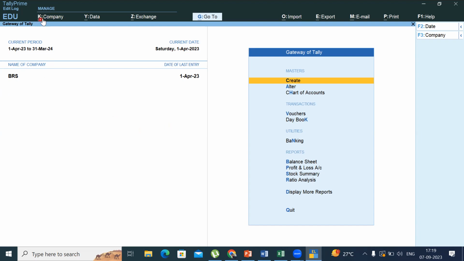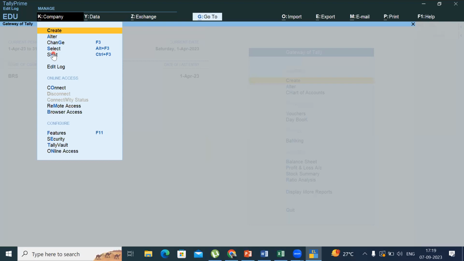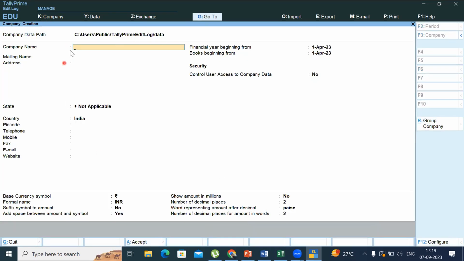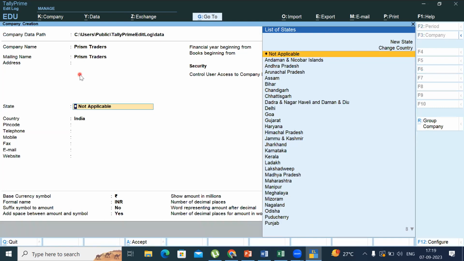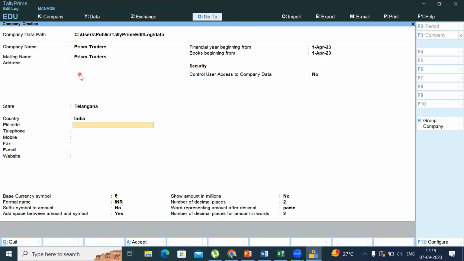In the menu, press Alt K or click on Company, then click on Create. Clicking Create opens a new company form. In this company form, we will fill in all our company details. Our company is, for example, Prism Traders. Our company name is Prism Traders, and then go to the mailing details. As usual, put in the mailing details and company address. As per the state, I'm going to select Telangana. You can select any state you are working in, and continue with Enter.